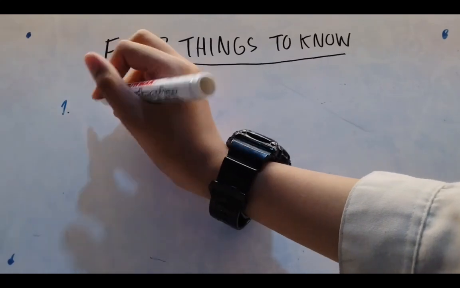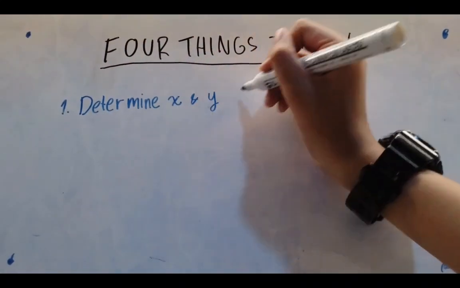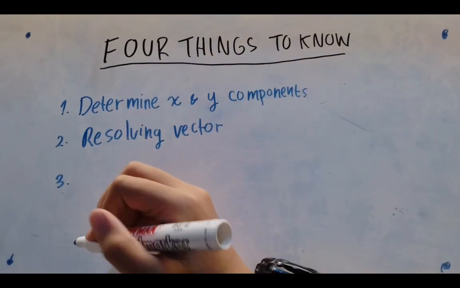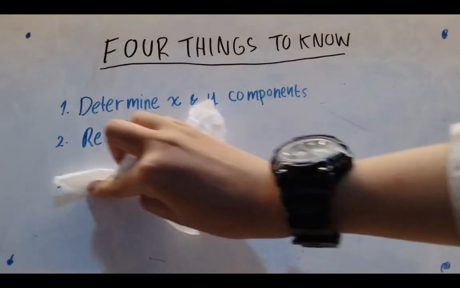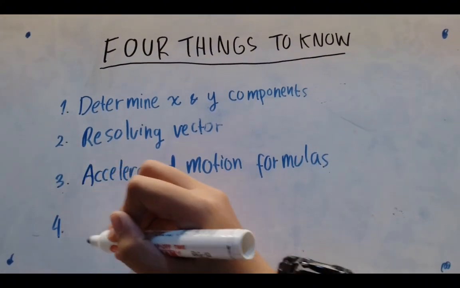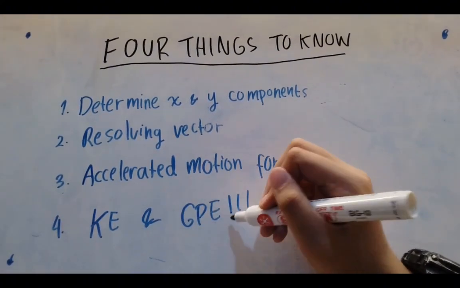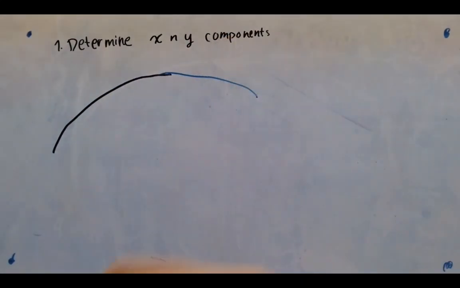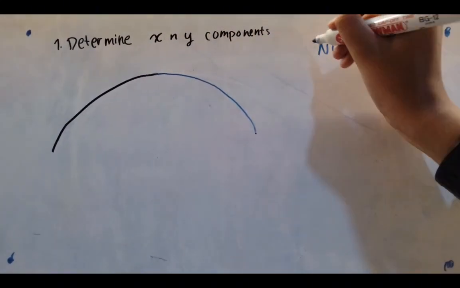The first one is you need to be able to determine the x and y components. The second one is you need to be familiar with resolving vector. The third one is obviously formulas, accelerated motion formulas, and the last one is KE and GPE. Okay, so first of all, let's start with determining the x and y components.